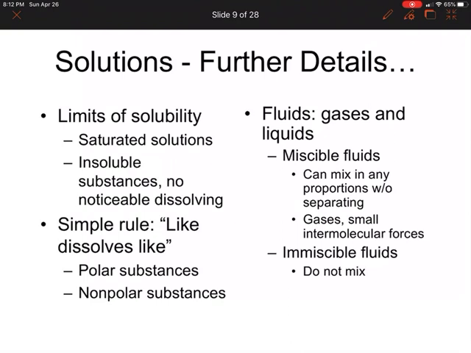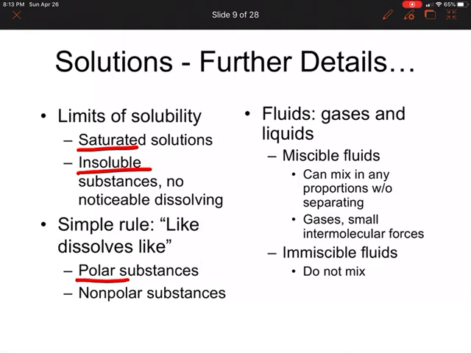All right, so we are on solutions still. Some words that I want you to know about solutions as well. If a solution is saturated, then that means it's like taking sweet tea and putting so much sugar in it that the sugar won't dissolve anymore. So a saturated solution is insoluble, meaning that it's not dissolving. A simple rule: like dissolves like, so polar substances will dissolve with other polar substances, and non-polar with non-polar. So like dissolves like.